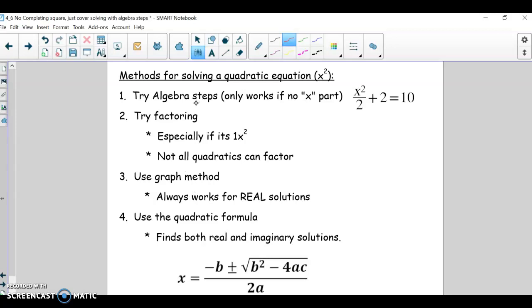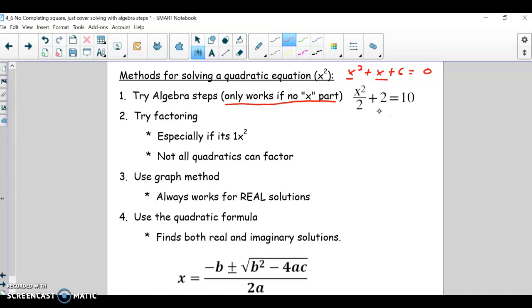So the last method we got to learn is algebra steps. The trick here, which might be a good thing to write down, is that algebra steps works only if there's no x part. Normally you have something like x squared plus x plus 6, and algebra steps won't work there because you have both x squared and x. However, if you have just x squared, then you can solve it with algebra steps.